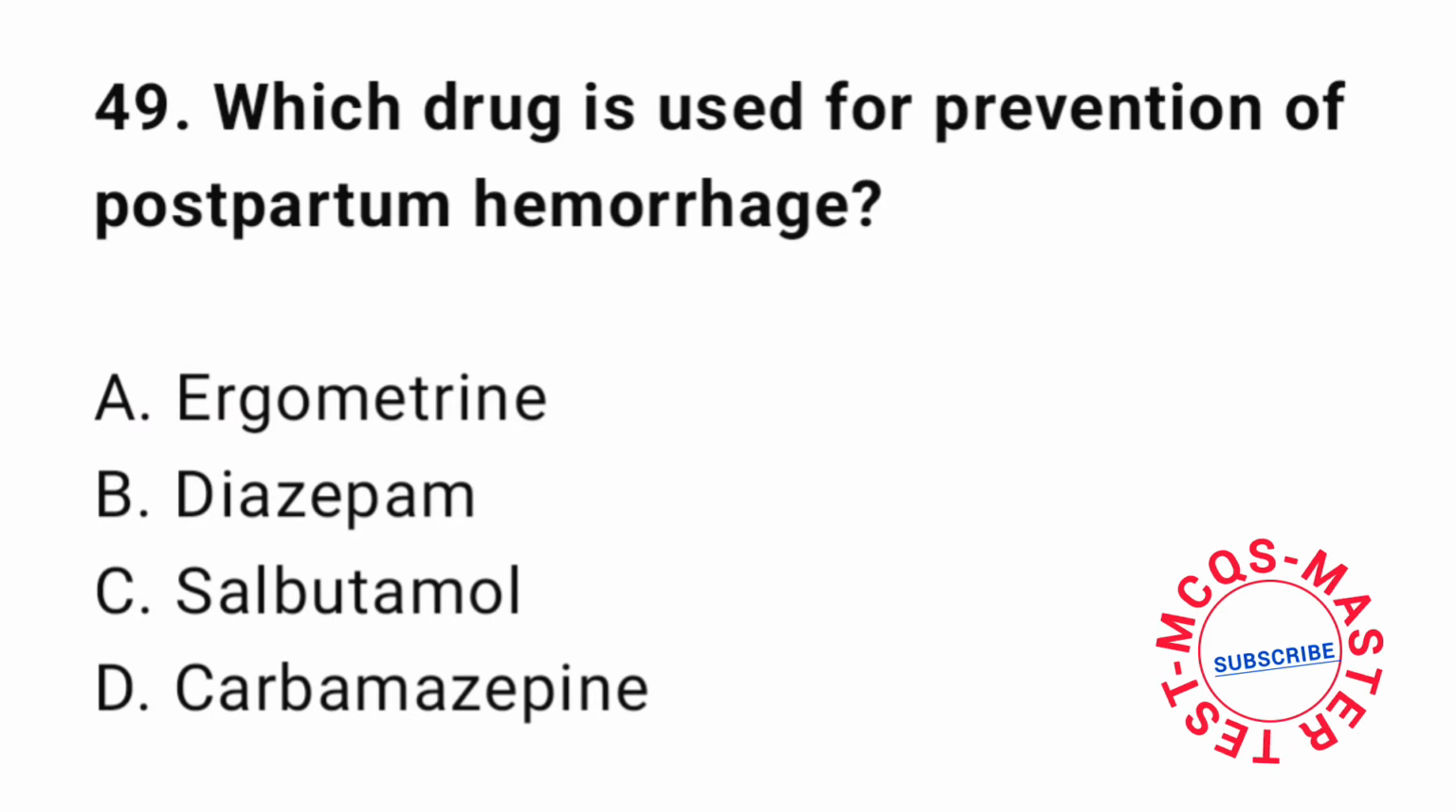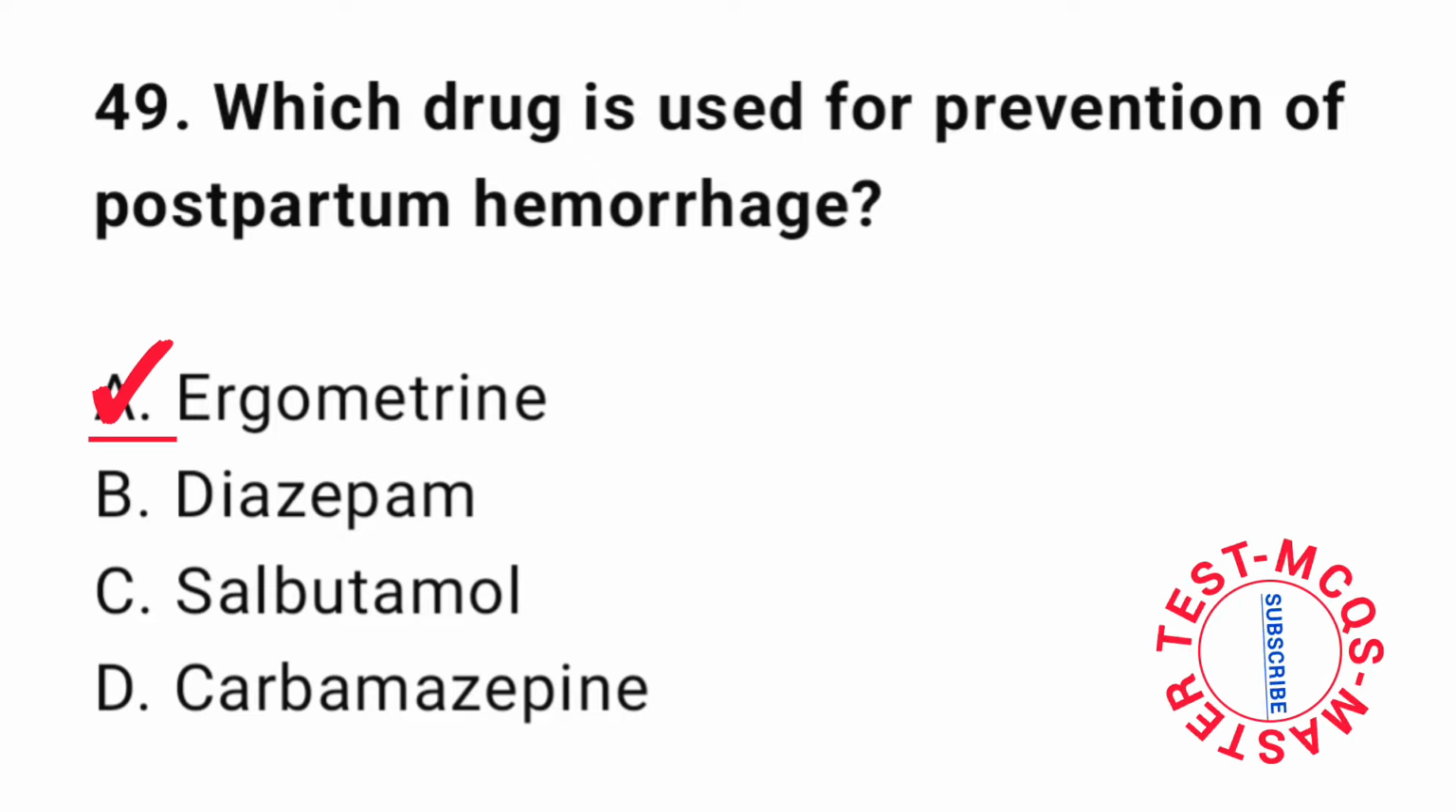Question number 49. Which drug is used for prevention of postpartum hemorrhage? The right answer is A. Ergometrine.